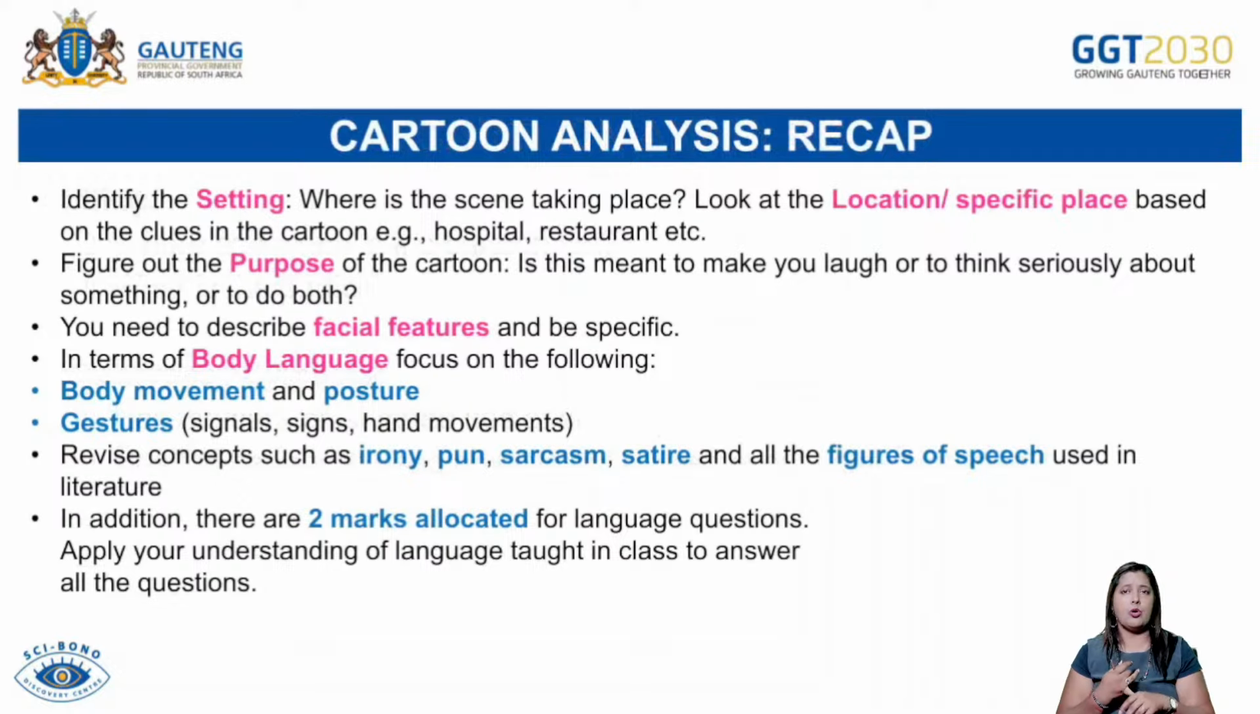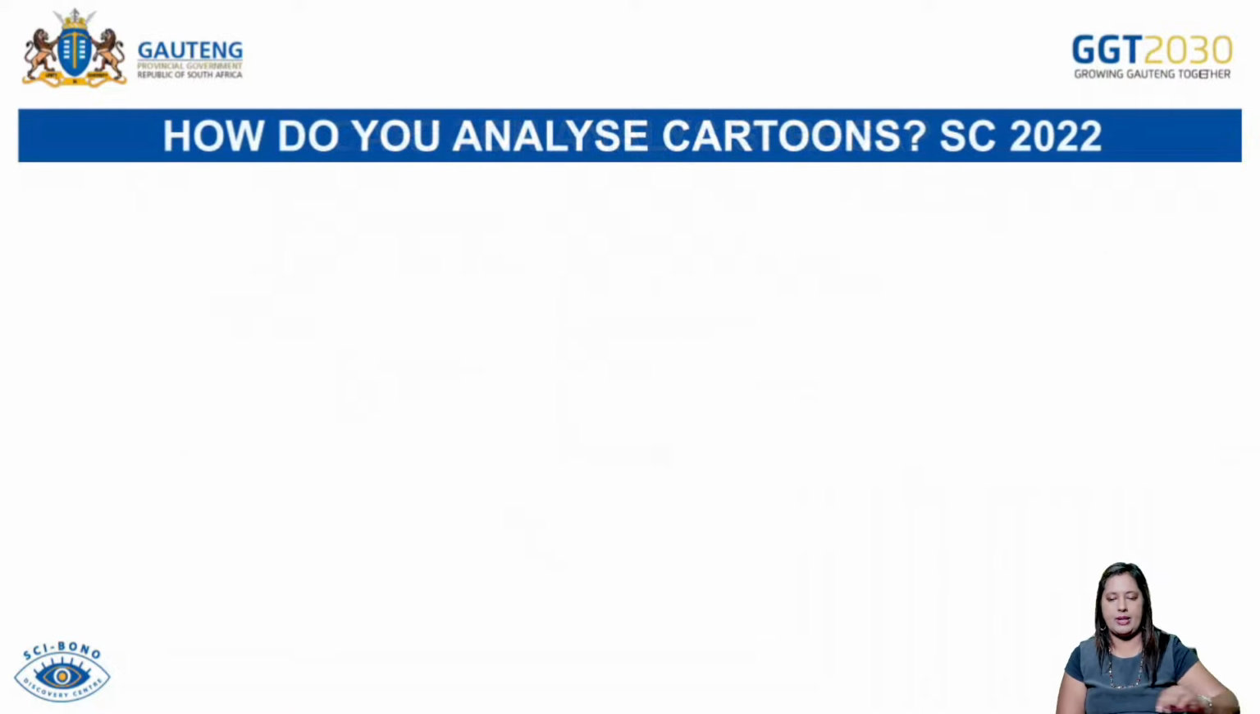Look at oxymorons, paradoxes, all those things that can also be used, okay? Then there are 2 marks allocated, for example, or 3 marks allocated in a question. Please, grade 12s, for you to get the full mark, you need to answer all parts of the question. So look at the question and understand what the three aspects being tested here are, and then answer the question. All right, so again, go back to what ma'am has taught you.